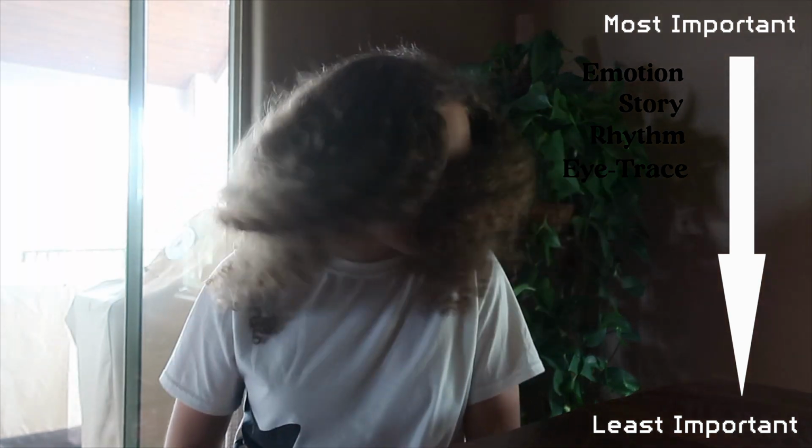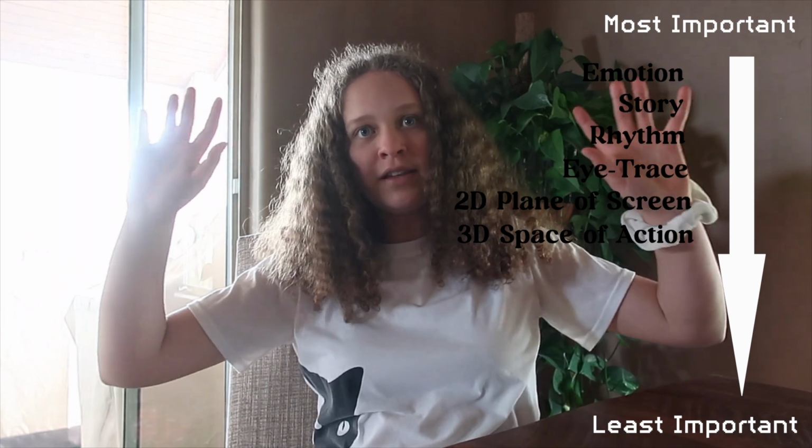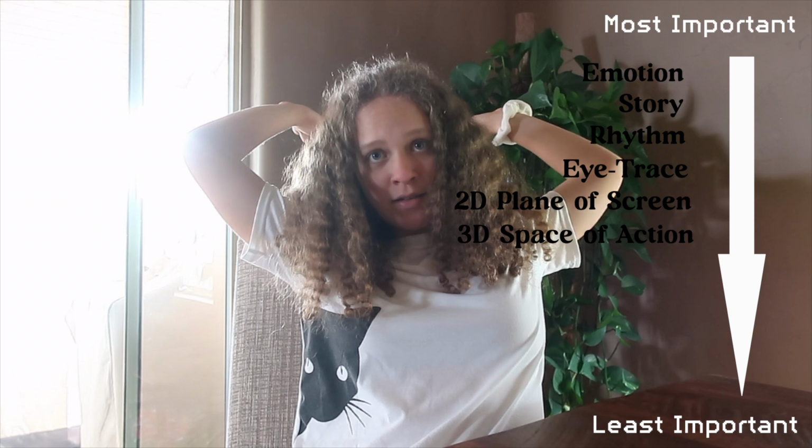Fourth is eye trace. In a regular film, you don't want the audience to be like, this isn't a tennis match. Fifth is the 2D plane of screen, and the sixth is the 3D space of action. These really aren't as important, but just try to make sure that you have things going on in all different dimensions, like far back, depth, near, and maintain good spatial relationships between characters.